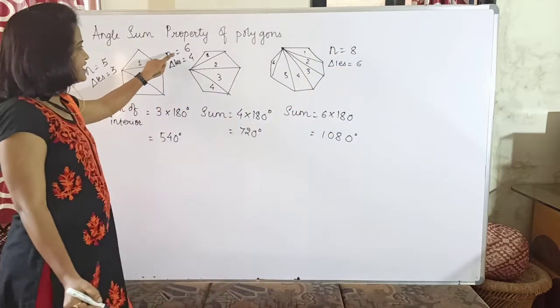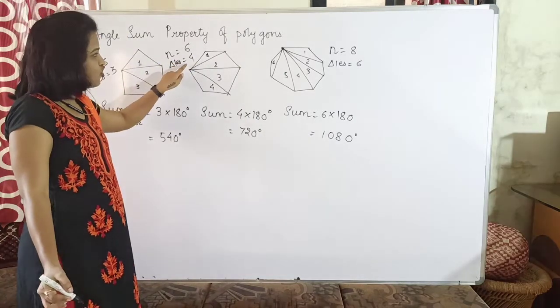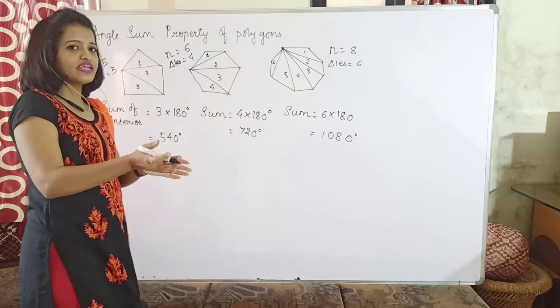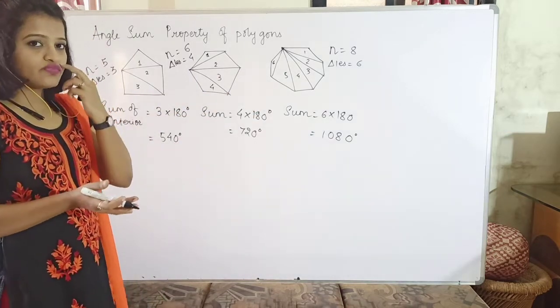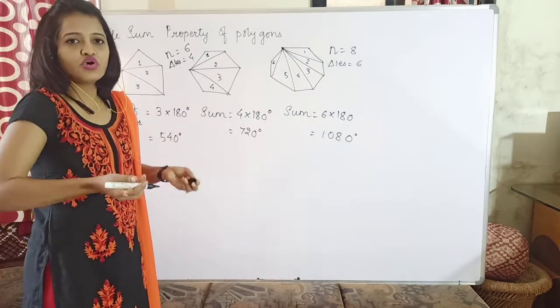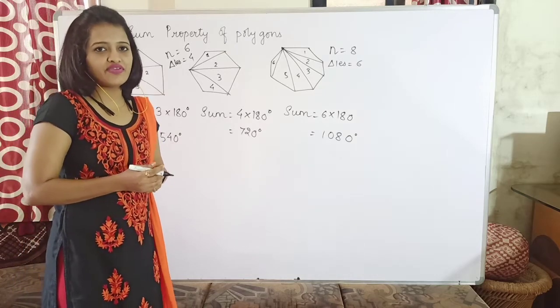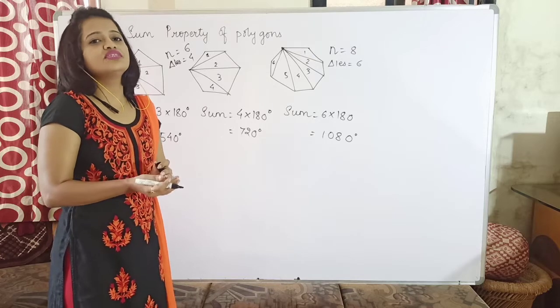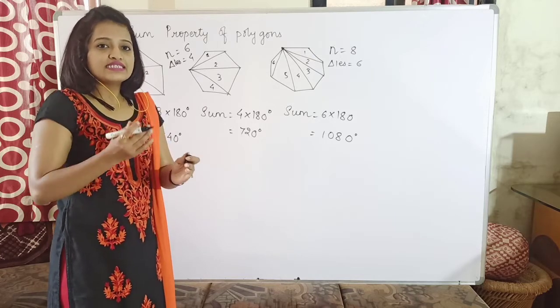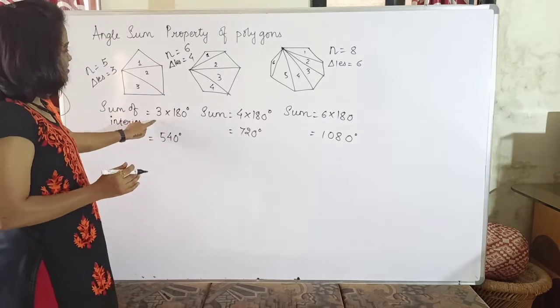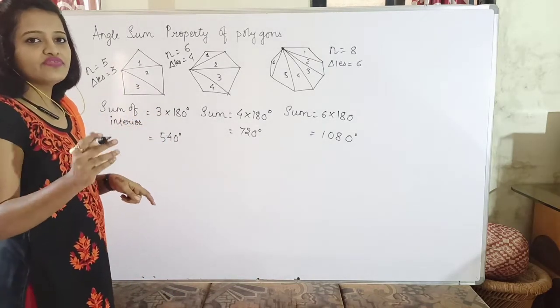So as you can see, in each case, the number of triangles formed is less by 2 than the number of sides. Now, whenever they are giving you to find the sum of the interior angles, definitely they will tell you what kind of polygon it is. So from that, you can find how many sides it is having. To find how many triangles it will be forming, I have to subtract 2 from it. And then the next part, I will be multiplying it with 180.